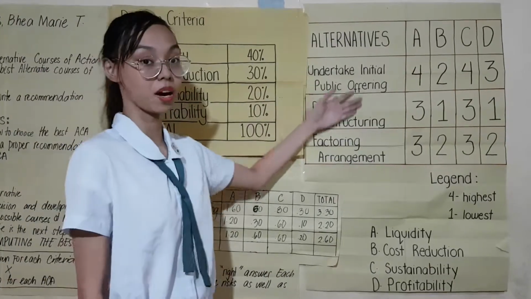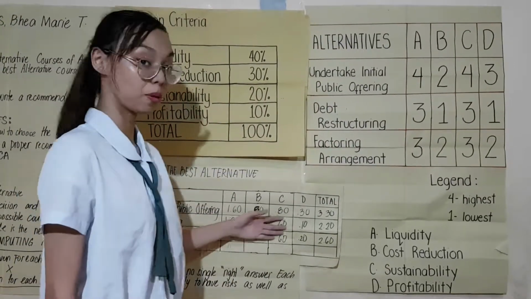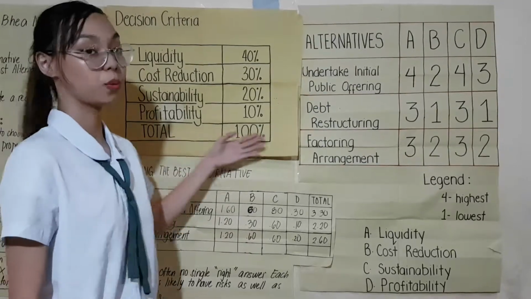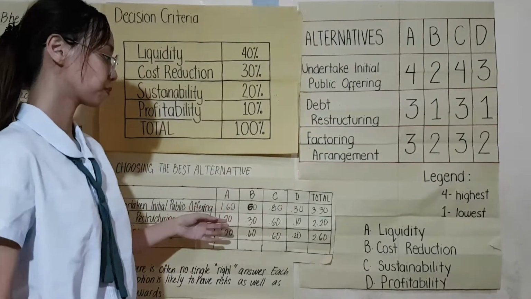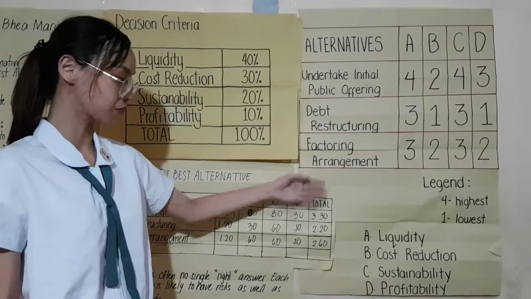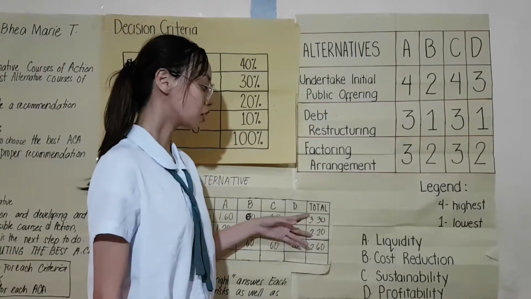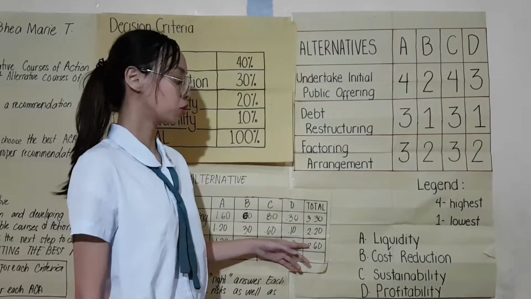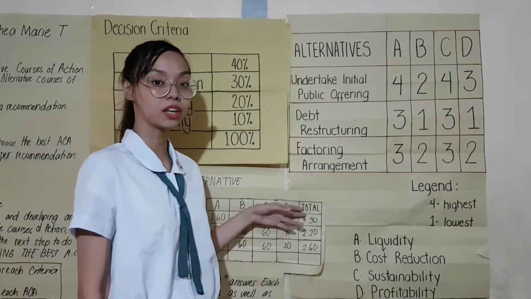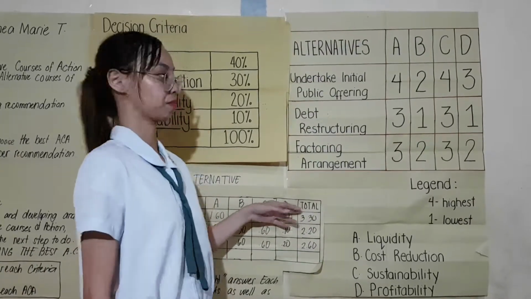Just continue the process to get the overall table of the products of all the rates and weights of the decision criteria and alternative courses of action. And the highest total would be the chosen best ACA, or alternative course of action.